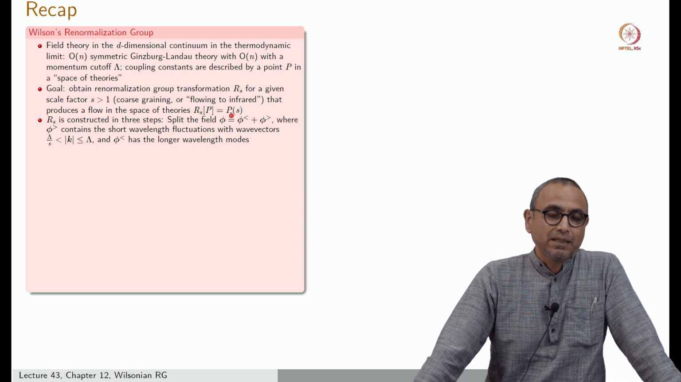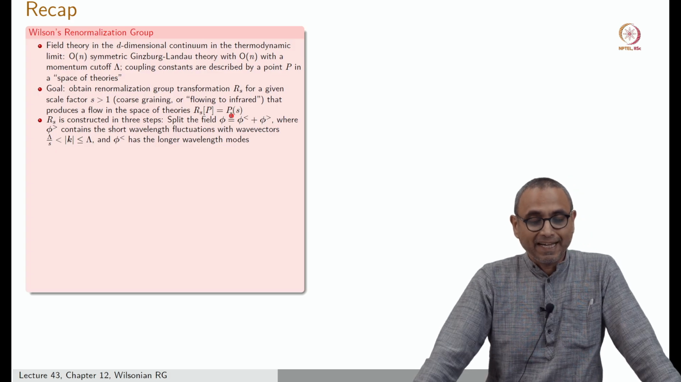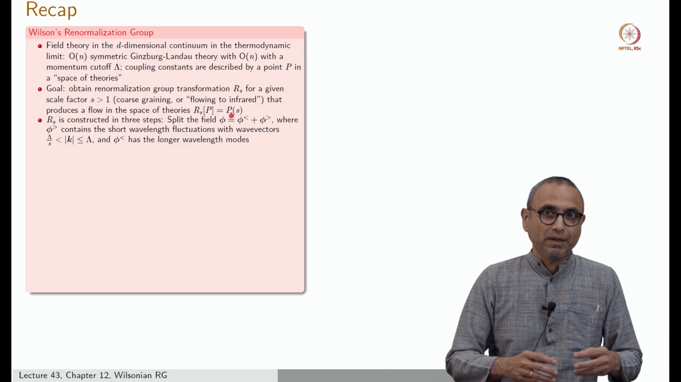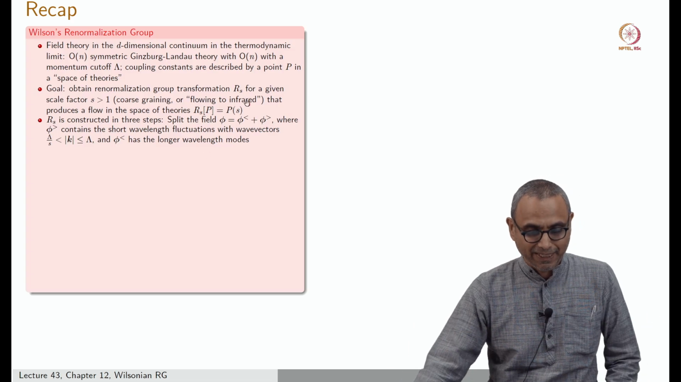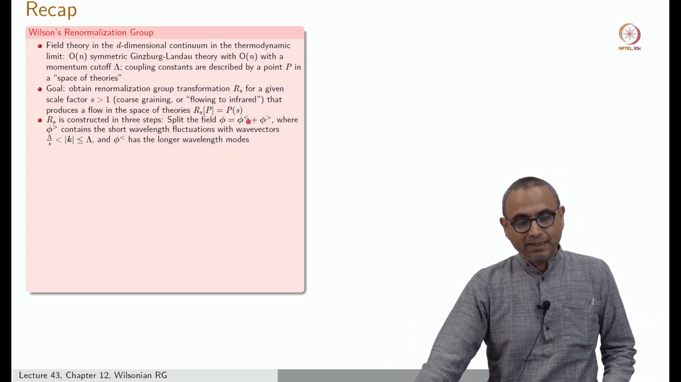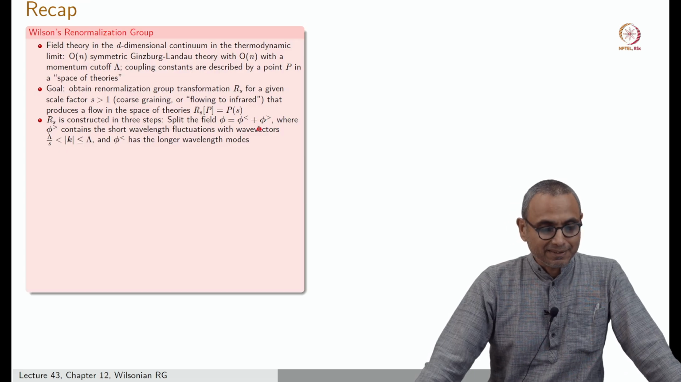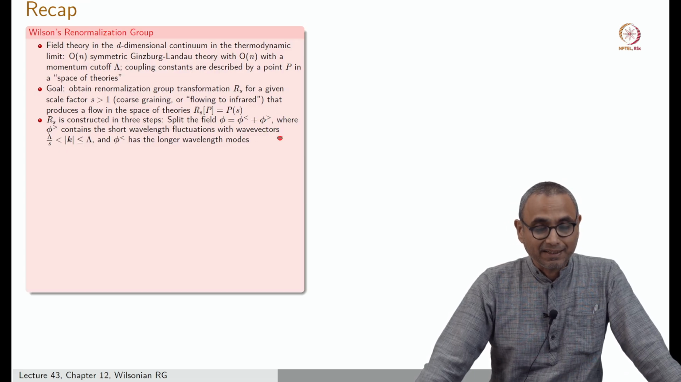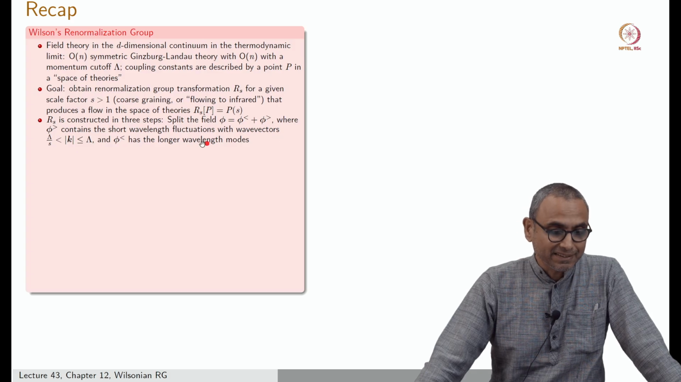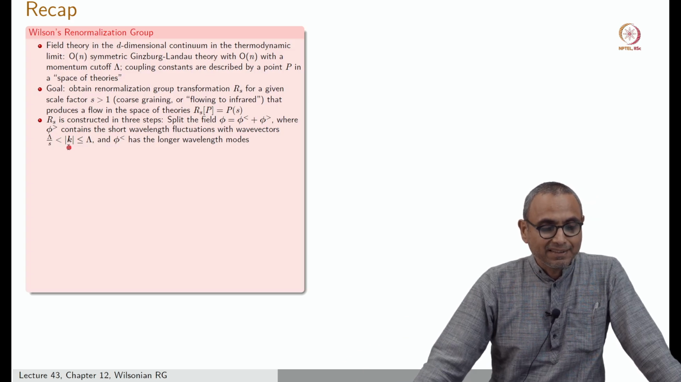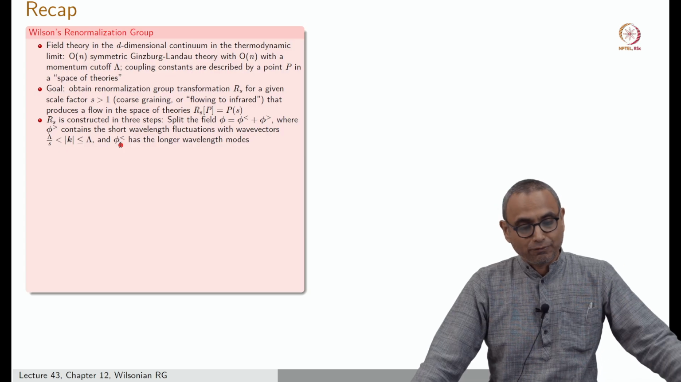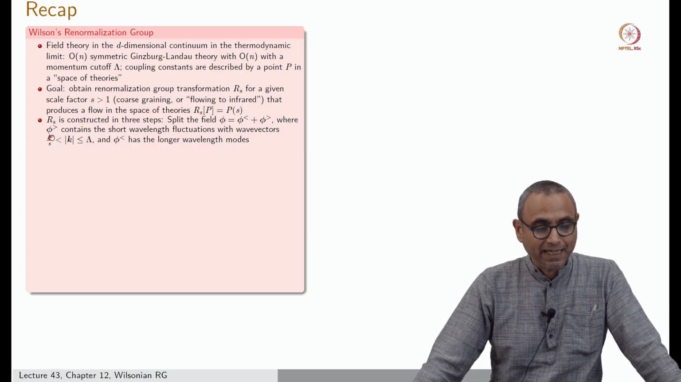So Wilson's very beautiful formulation takes 3 steps to construct R_s. The first is you take the fields that you have and you break them up into long wavelength pieces, which is given by phi less than, and short wavelength pieces, and the short wavelength pieces are determined by the parameter s. So they contain all the fluctuations with wave vectors which are between lambda by s and lambda, where lambda is the momentum cutoff. And phi less than has the modes that are of longer wavelength or shorter wave vectors than lambda by s.